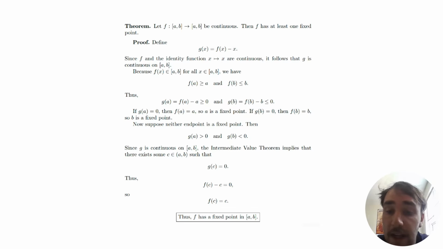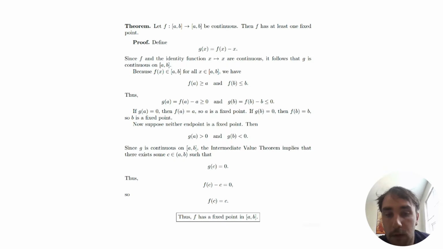And then it observes that f of a is greater than or equal to a, and f of b is less than or equal to b, which is also true, and that this will imply that g of a, which equals f of a minus a, is greater than or equal to 0, and that g of b, which equals f of b minus b, is less than or equal to 0.